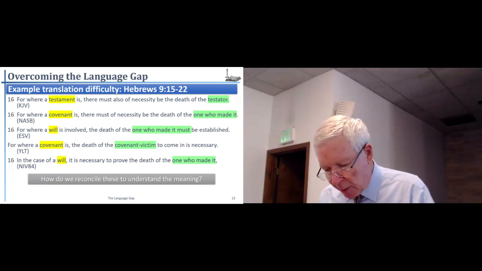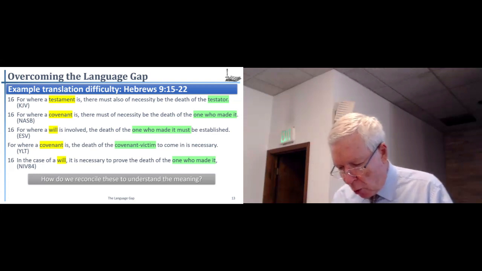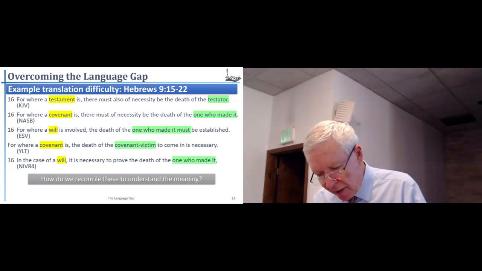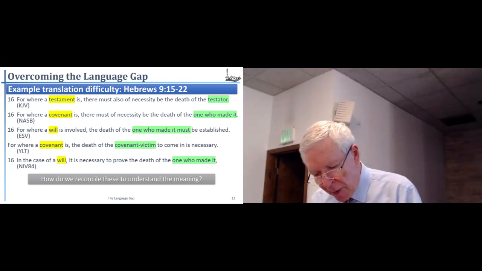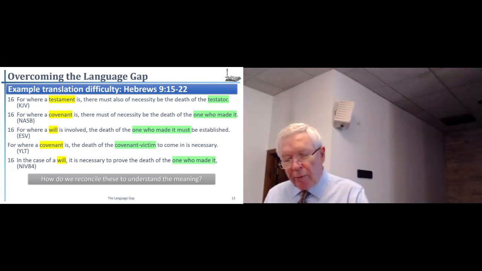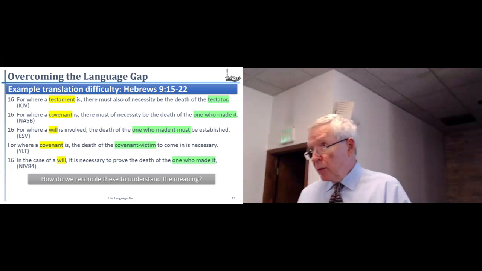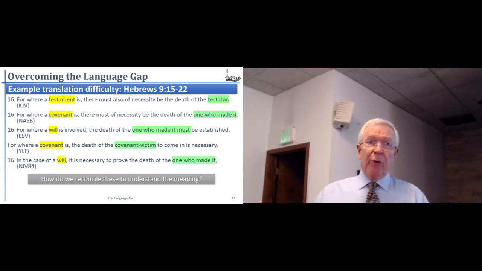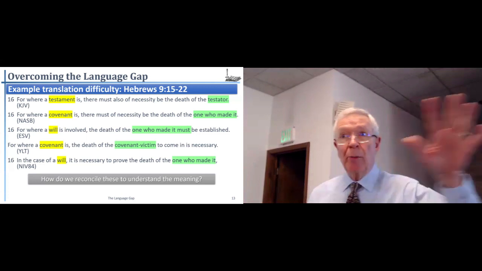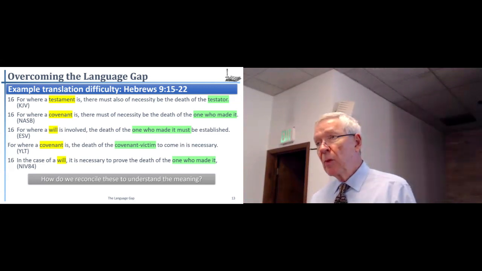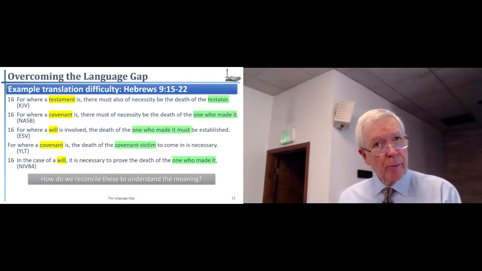For when every commandment had been spoken by Moses to all the people according to the law, he took the blood of the calves and the goats and the water and scarlet and hyssop and sprinkled both the book itself and all the people, saying, 'This is the blood of the covenant which God commanded you.'" Now, I'm sure most of us have read that multiple times. But if you really start thinking about it in the same context as we were talking about logic from our previous lecture, there starts to be some things that catch your eye there.